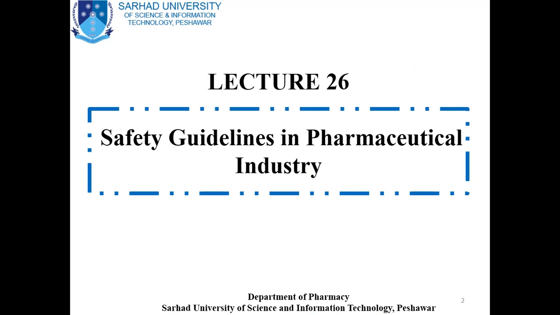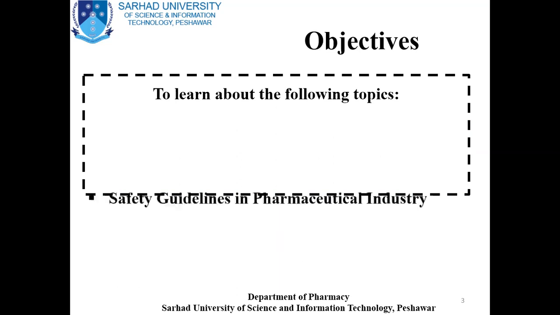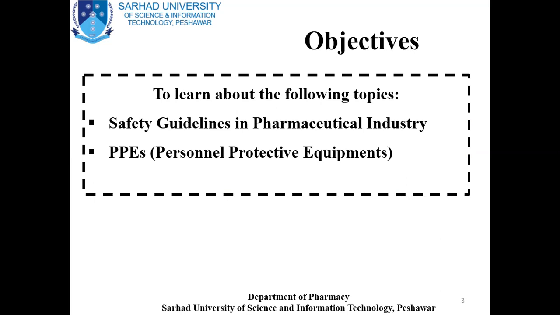Today is lecture number 26, entitled Safety Guidelines in the Pharmaceutical Industries. The main objective of today's topic is to learn about the safety guidelines in the pharmaceutical industry and PPEs, that is personal protective equipment, that are used in the pharmaceutical industry to ensure personal health and safety.